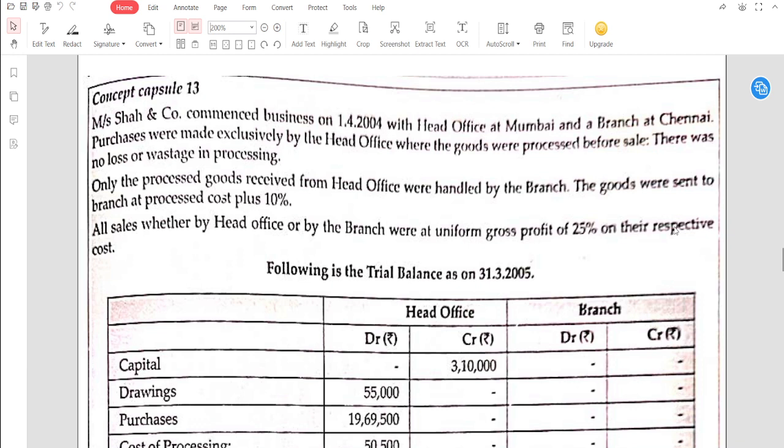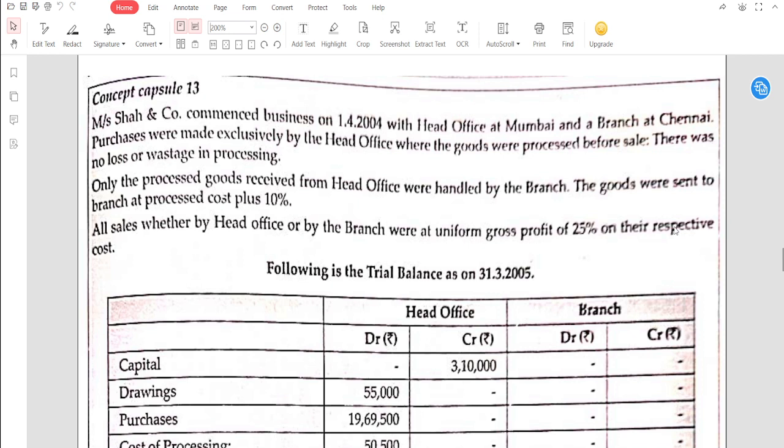Purchases were made exclusively by the HO where the goods were processed before sale. There was no loss or wastage in processing. Only the processed goods received from HO were handled by the branch. The goods were sent to the branch at processed cost plus 10%. Very good. Let's see, but let's also understand.